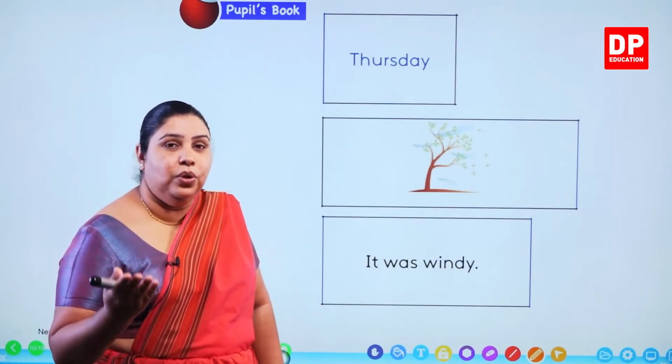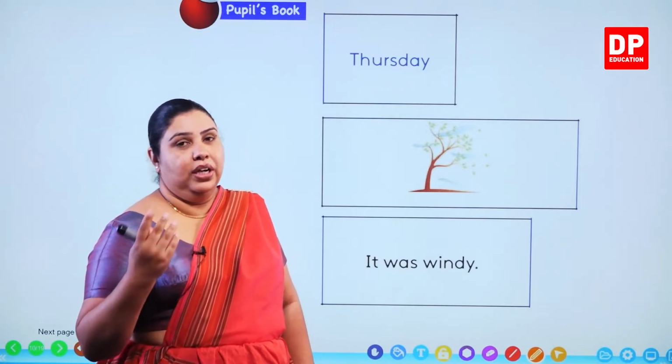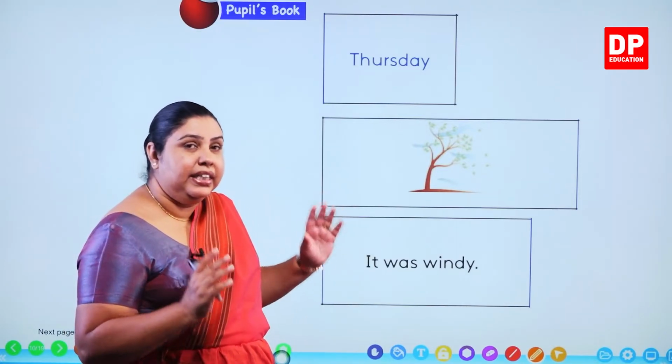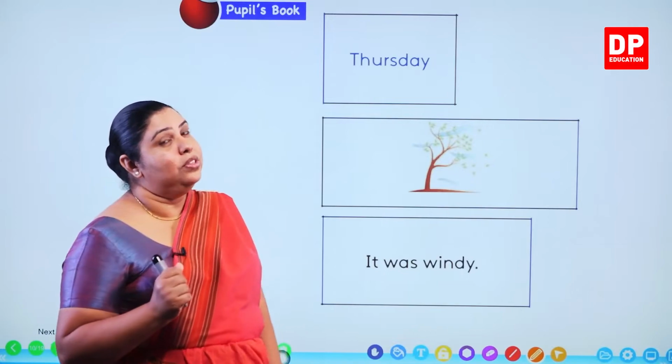Windy. So what is the day? Thursday. How do you spell it?